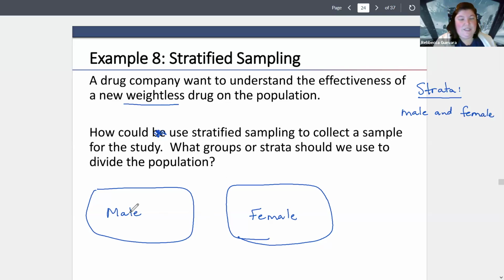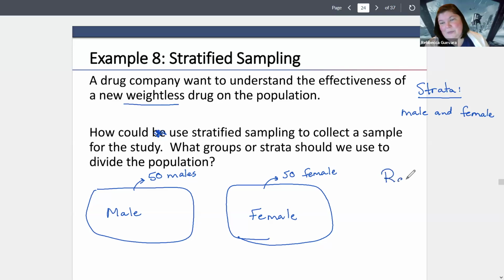So what we could do here is, let's say we would just sample 50 men here. And then we would sample 50 of the females here. And what we would do is randomly sample. So I would randomly sample 50 men and 50 women.